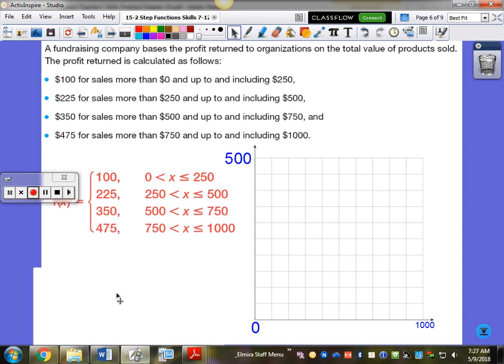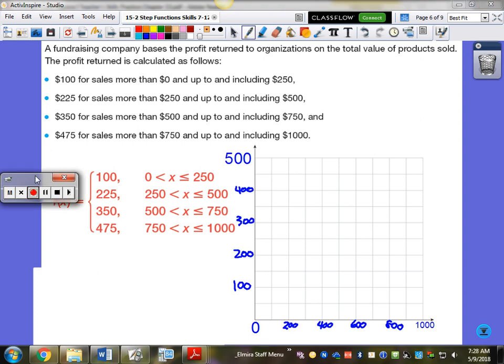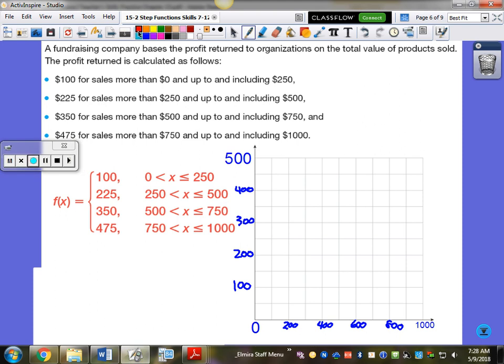Okay. And then you start graphing. So as you can see, I've numbered the graph. Let's see, for 100, it's from 0 to 250. So here's 200, here's 400, so that means this is 300. We're partway in between. So we're going to draw the circle right there. That represents 250. 225: here's 200, here's 300, 250's in the middle, so 225 is right about here.